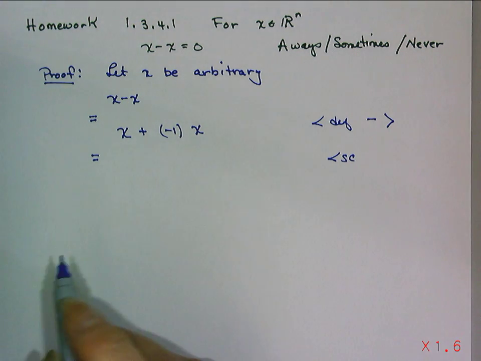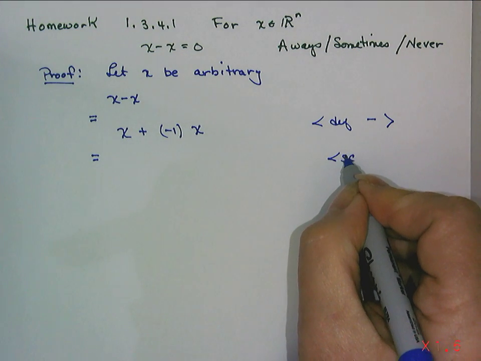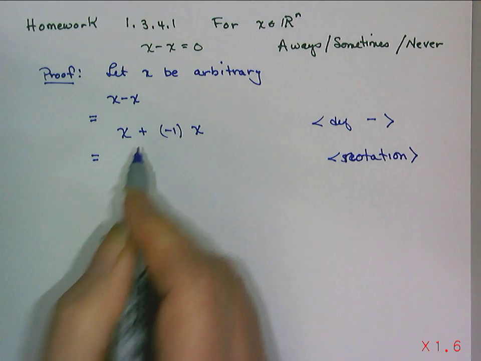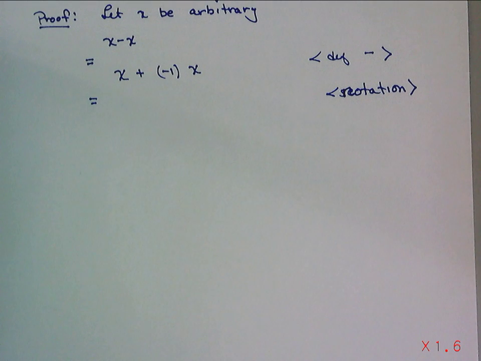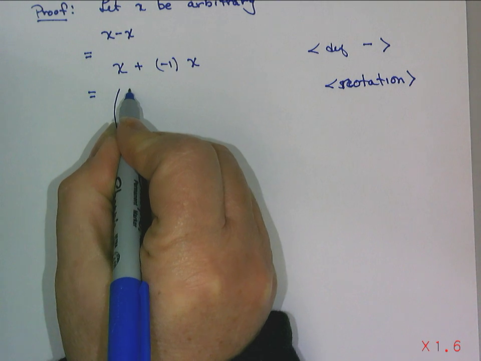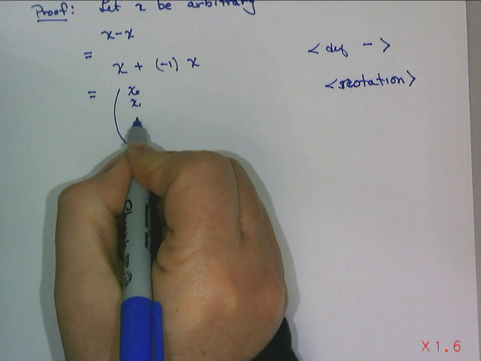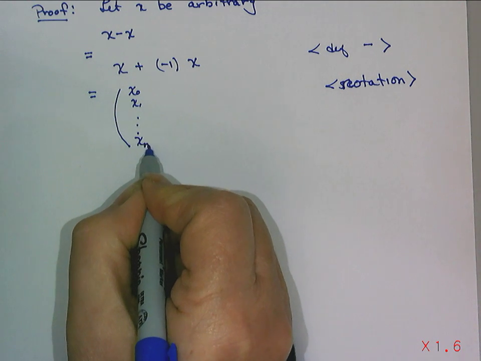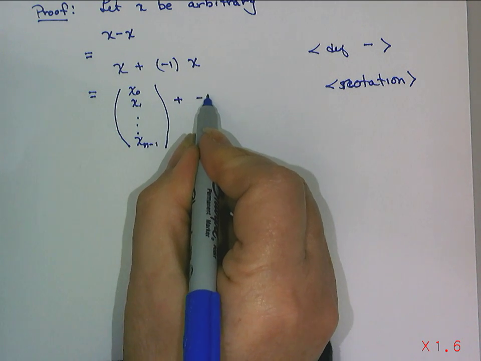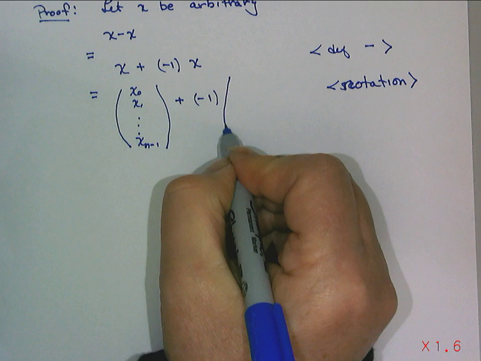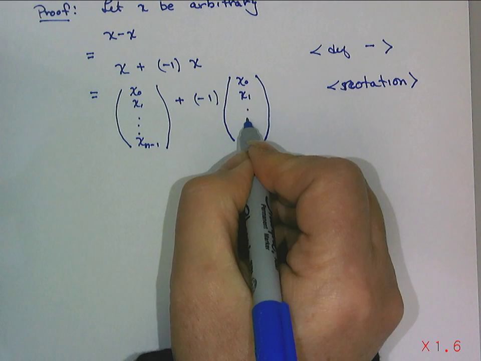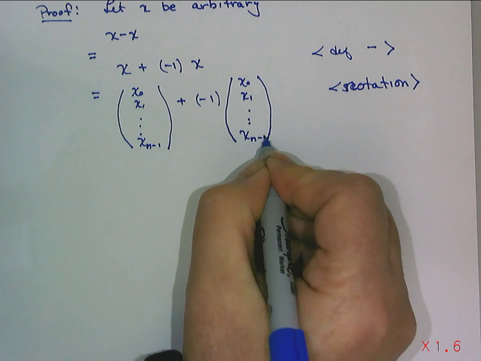Before we can do that, though, maybe we should expose the components. So let's use notation to actually write out what we mean by the vector x. It's a vector of size n, so we write it as a vector containing components chi0, chi1, and so forth, out to chi n minus 1, where these are just real number values. And we want to then add to it -1 times that same vector, the vector chi0, chi1, and so forth, chi n minus 1.